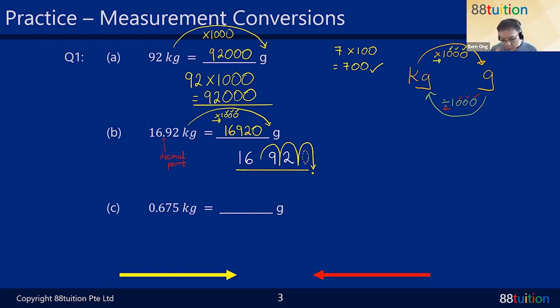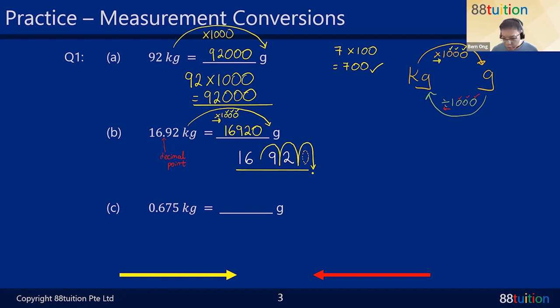So it's about moving the decimal point. When there is an empty slot like here, you just put a 0 there. Okay, next one.